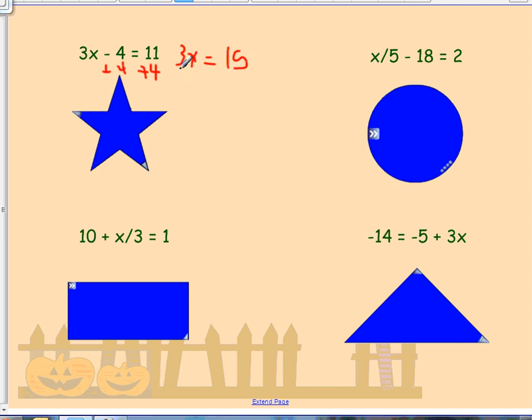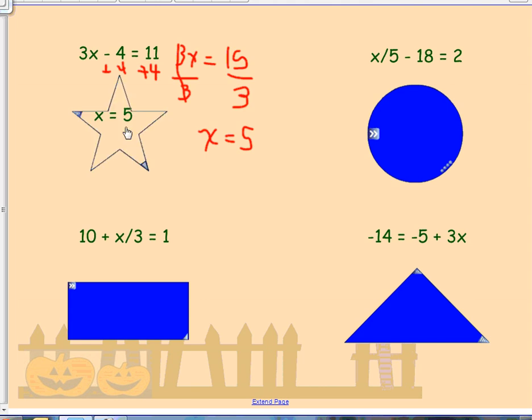All right, now the relationship between the 3 and the x is multiplication, so we're going to do the inverse, which is dividing both sides by 3. And then to isolate x and get it by itself, x is going to be 15 divided by 3, which is 5. And let's just check to make sure. Yep, we are correct.